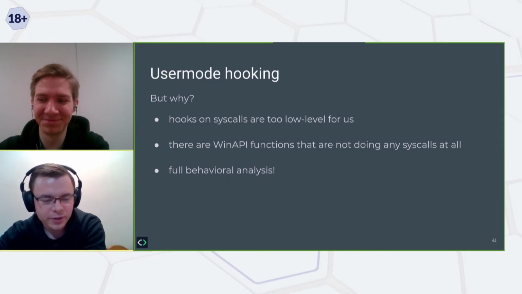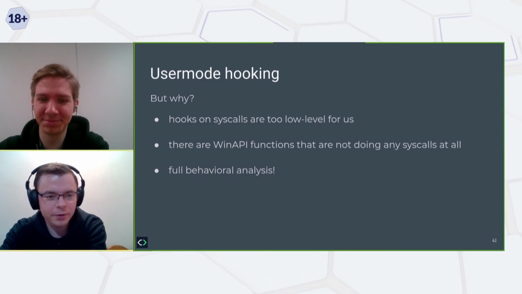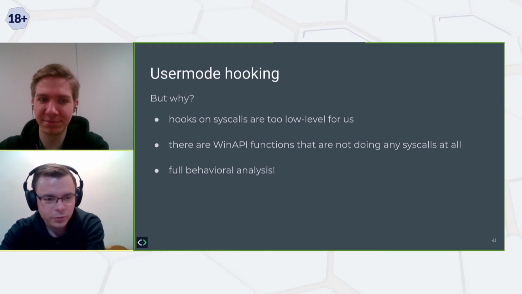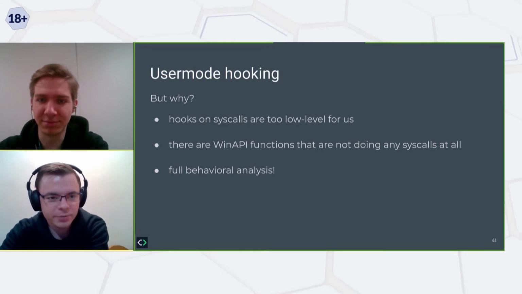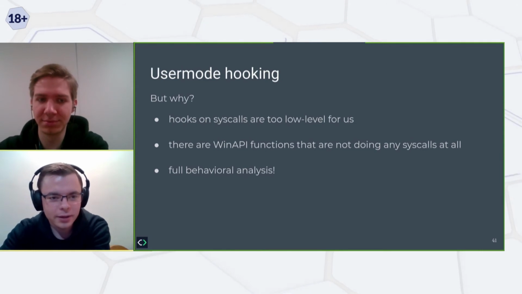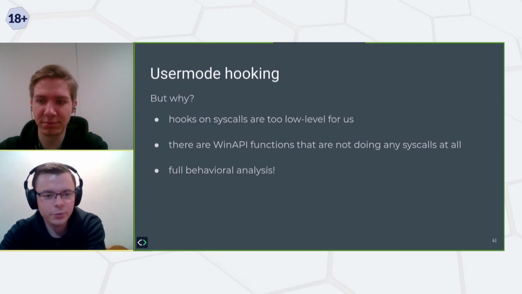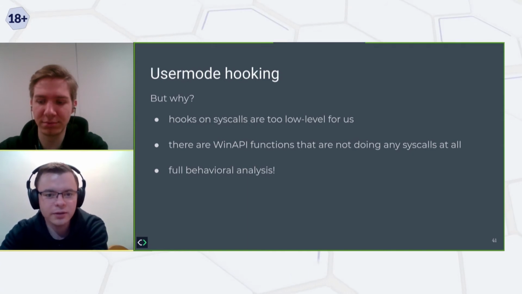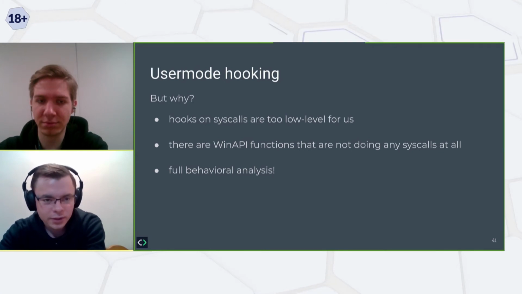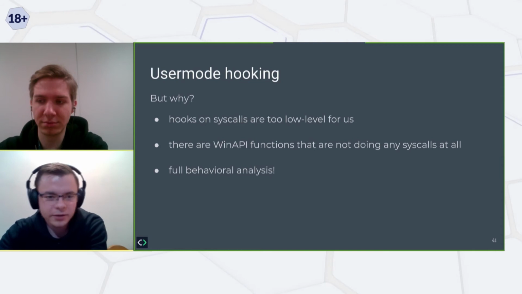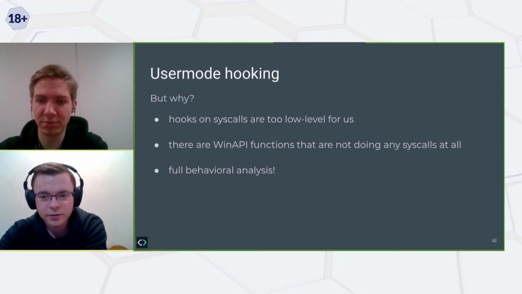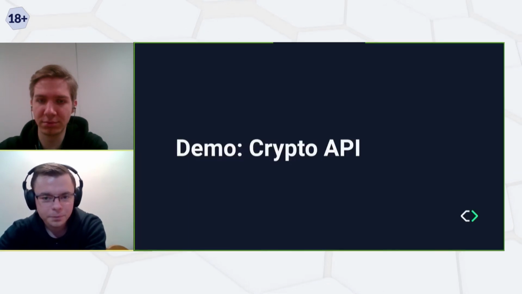Okay, so this was the explanation about the stealth hooks, and now we would want to have the stealth hooks, but on the user mode level. And why? Because hooks on system calls are too low level for us. And as Adam said before, there are WinAPI functions that are not doing any system calls at all. And thanks to the user mode hooking, we would be able to hook the whole API, so we would have the full behavioral analysis. That's pretty cool.